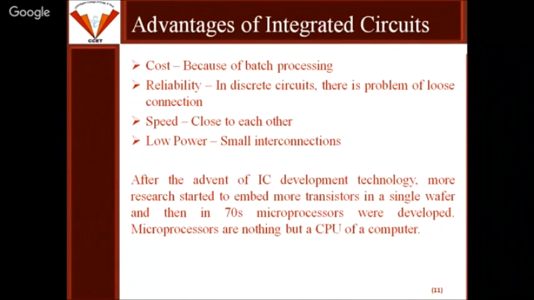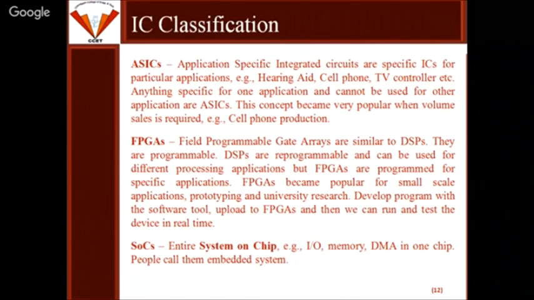After the advent of IC development technology, more research started to embed more transistors in a single wafer, and then in the 70s microprocessors were developed, and microprocessors are nothing but a CPU on a chip. We can classify the ICs. Basically, we are not considering the microprocessor and microcontroller. We are talking about the other types of ICs.